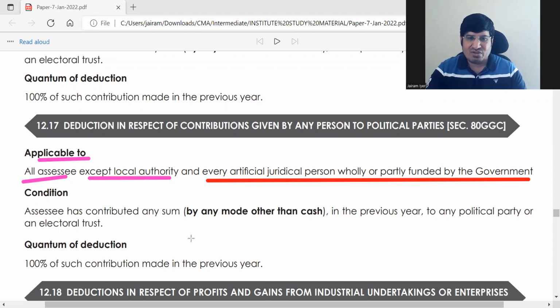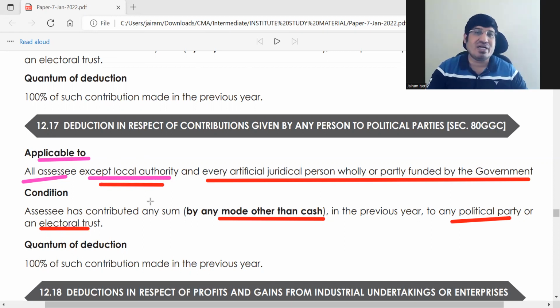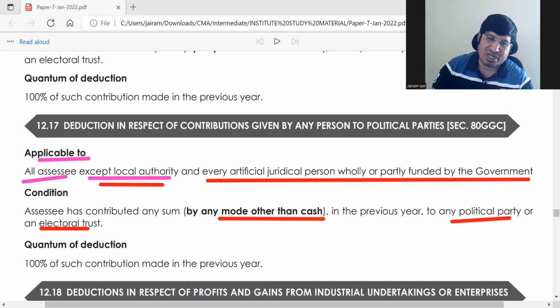Again here also, all conditions are the same: by any mode other than cash, to a political party or electoral trust. There's no change. The only thing is that the previous one was for an Indian company and this is for all assessees. The only exceptions are a local authority, which is the government, and government cannot give donations to political parties. And an artificial juridical person funded by the government. More or less it is of a government nature, which is why for these two you will not get a deduction for donation to political parties. Apart from that, you will get it.